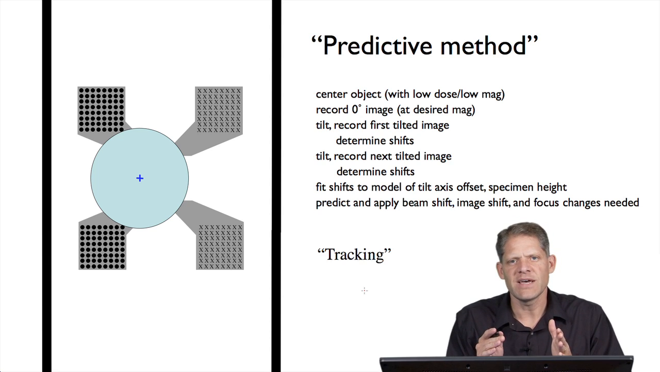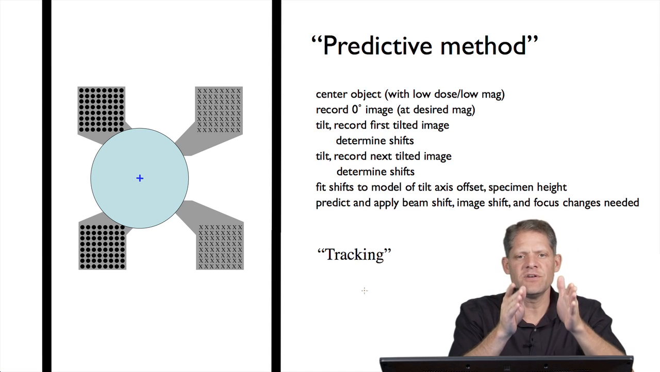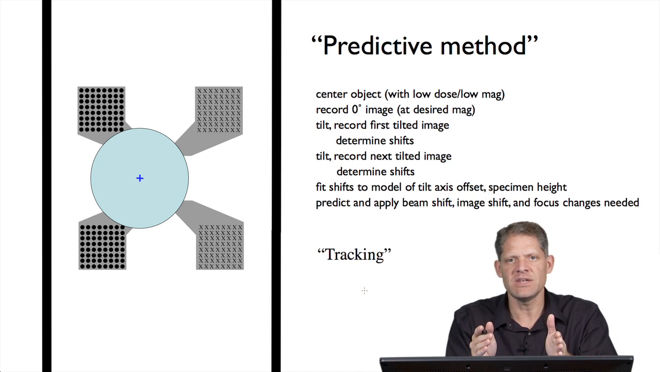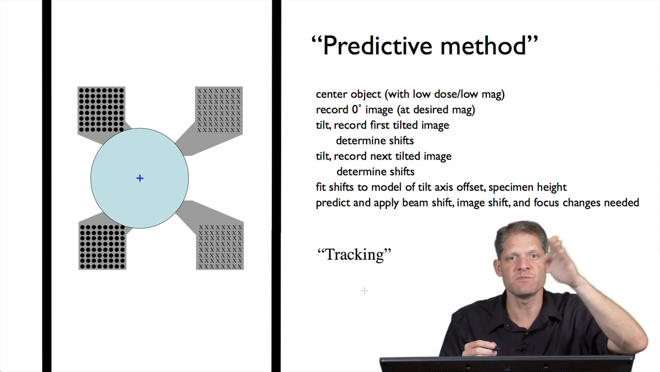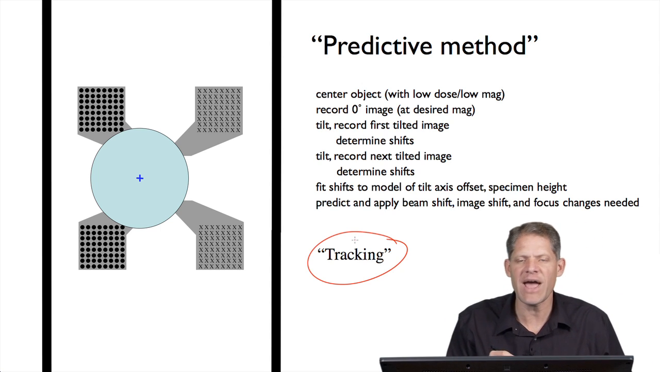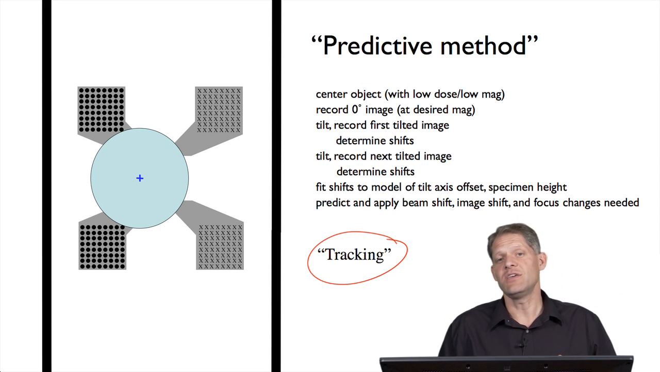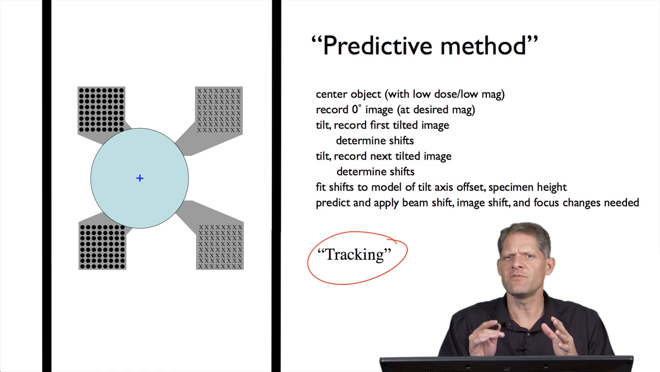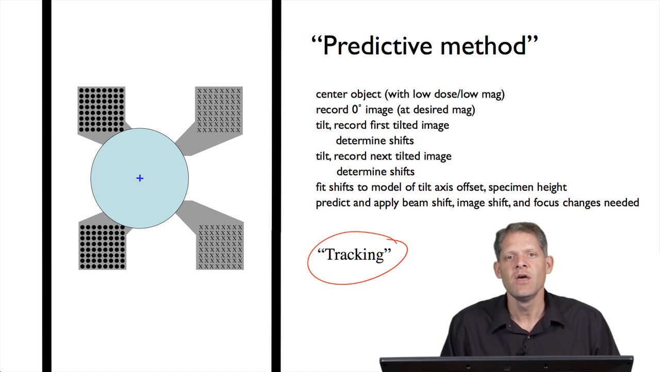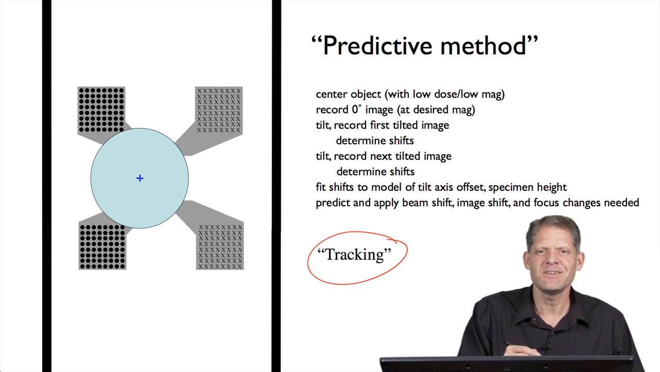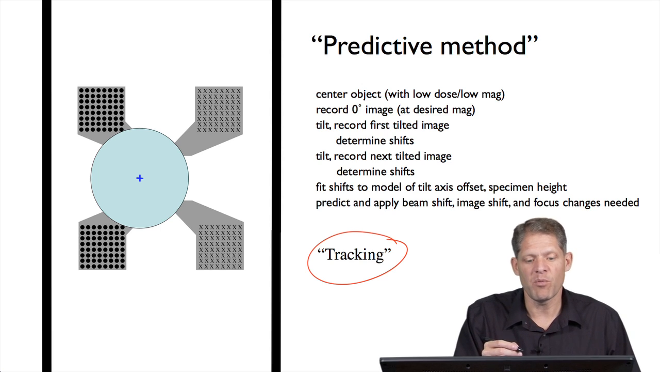We call the process of keeping your object of interest in the field of view and imaged on the detector throughout the tilt series while it's moving, that process we call tracking. This predictive method can be very effective, especially for high-quality goniometers. But there's a lot of goniometers that don't actually behave in a very predictable pattern.